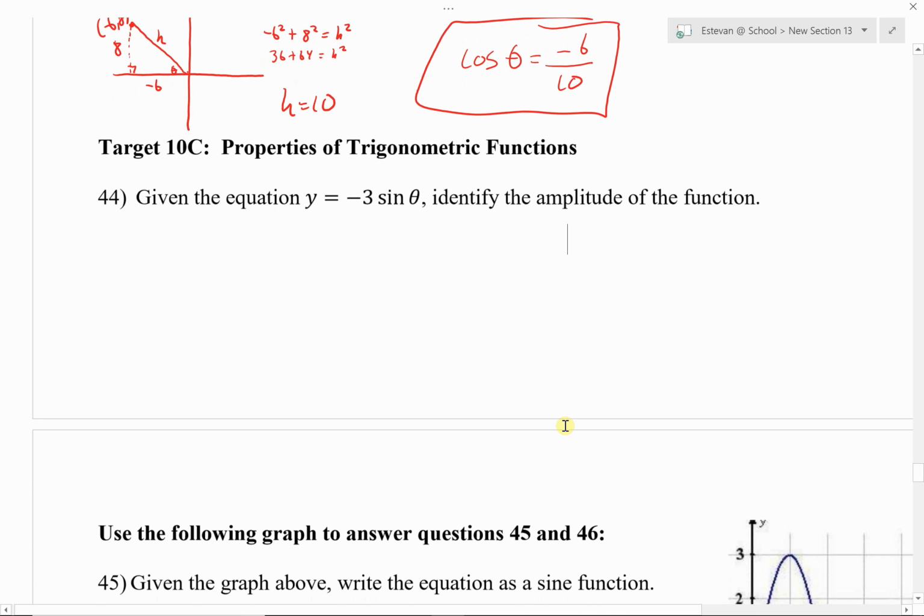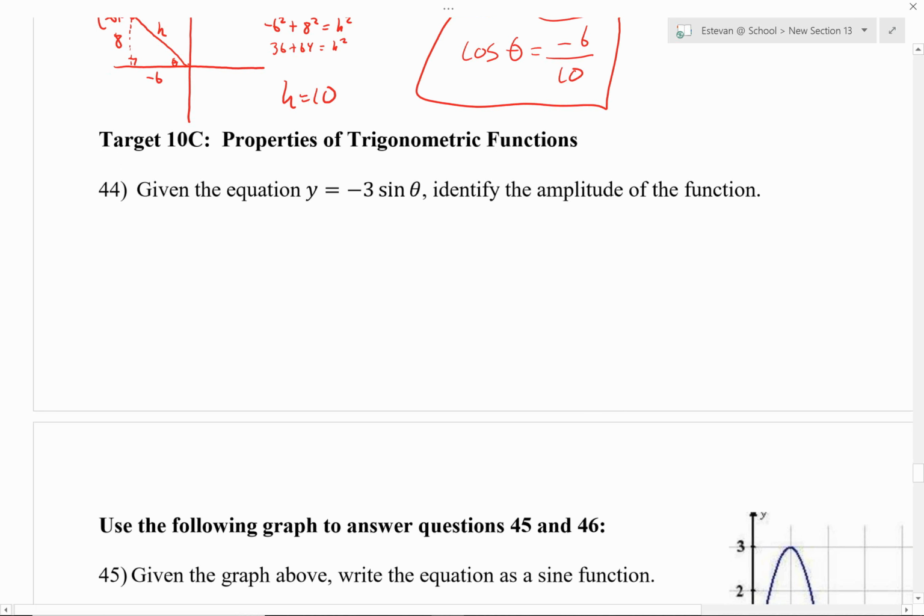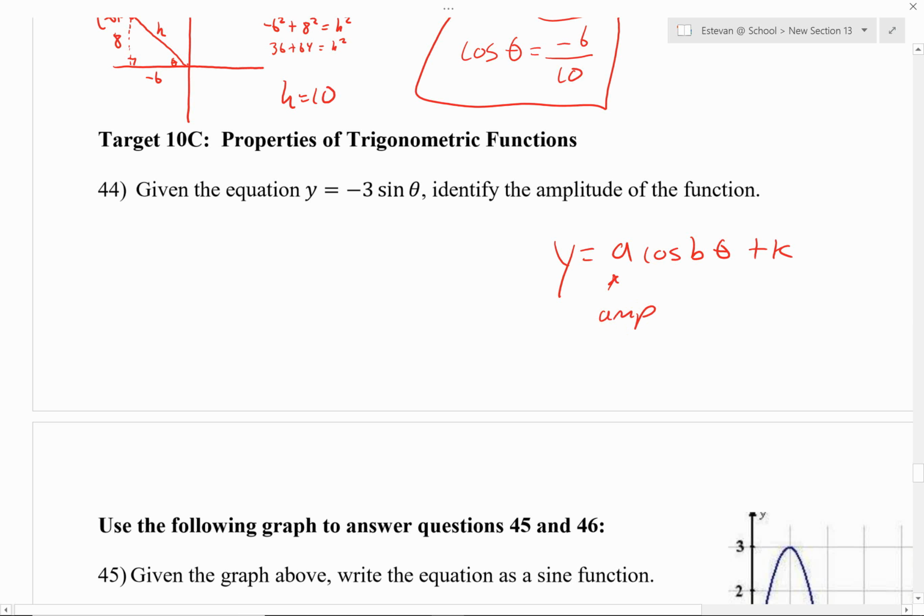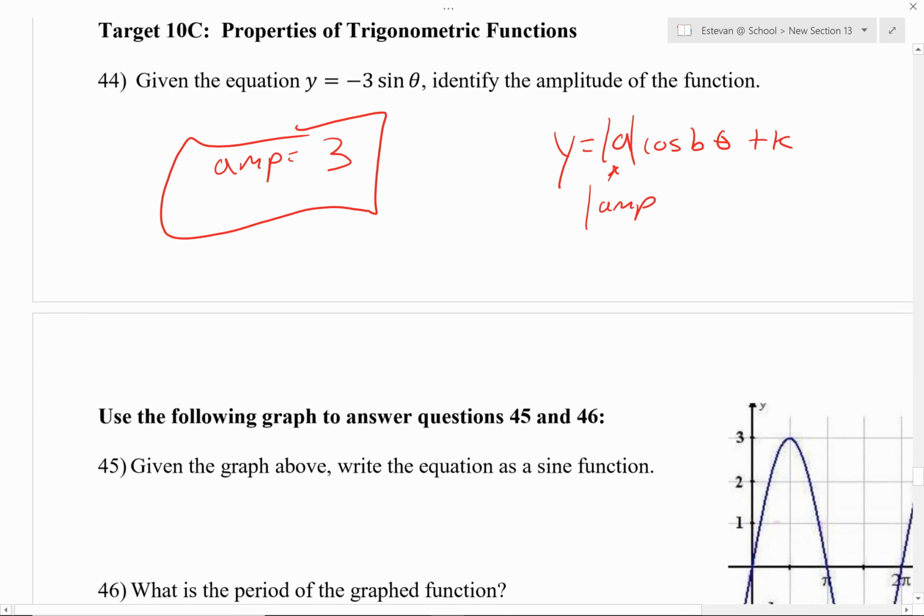Alright, 44. Given the equation y equals negative 3 sine of theta, identify the amplitude. Remember, the equation is y is equal to a cosine b theta plus k. A represents amplitude. So my amplitude is equal to 3. Well, I should be putting that absolute value symbol, so you always make it positive. Alright, not negative. So it's positive 3. That's problem 44.